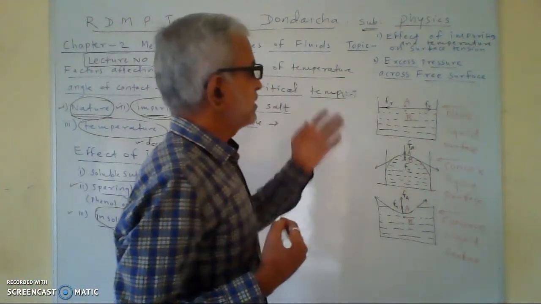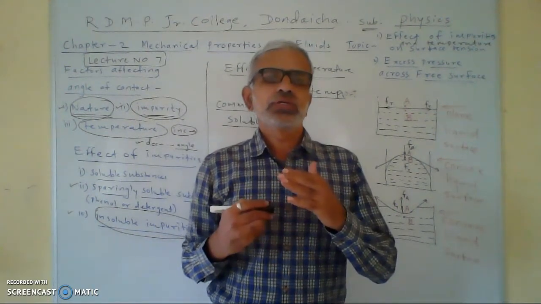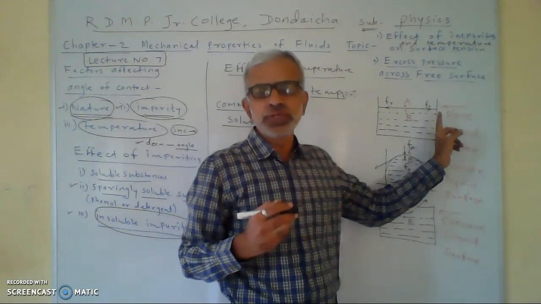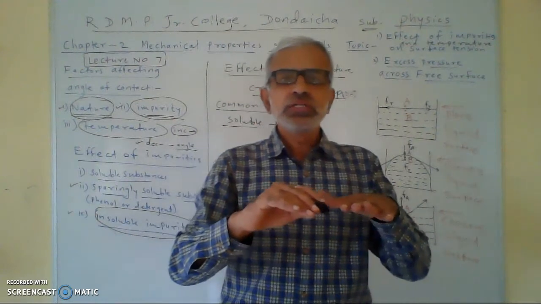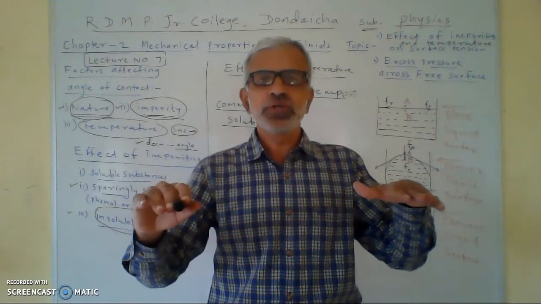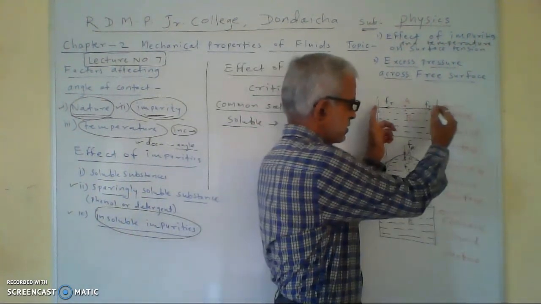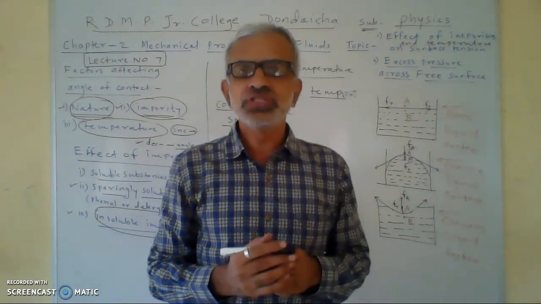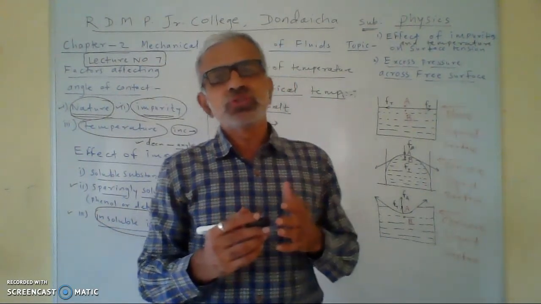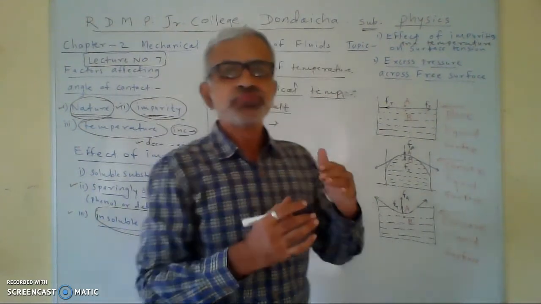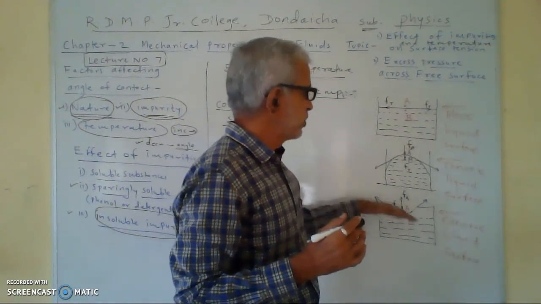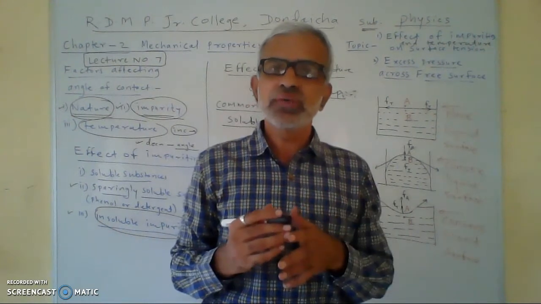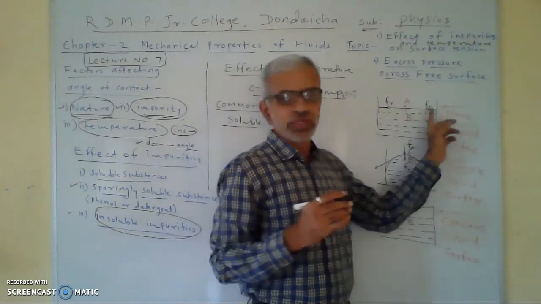Now let us see excess of pressure across the free surface. If we take the free surface of the liquid, suppose this is the liquid and this is the free surface of the liquid, then the free surface of the liquid is acted upon by the force due to surface tension. Because of that force, if the shape of the liquid surface is plane or convex or concave, the pressure on both sides, above the liquid and below the liquid, will be different or it may be the same. It will depend upon the shape of the liquid surface.